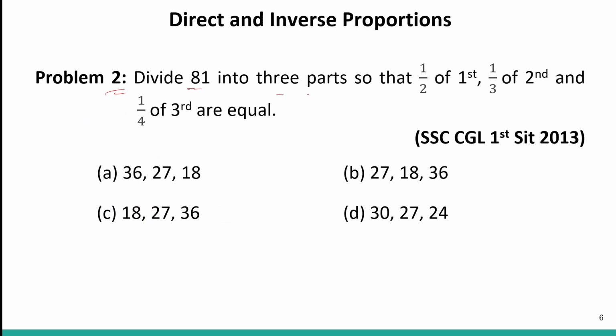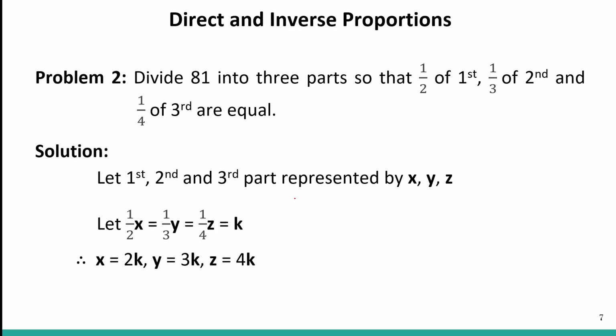Divide 81 into 3 parts such that half of the first, 1 by 3 of the second and 1 by 4 of the third are equal. The options are 3, 36, 27; 18, 27, 18; 36, 30, 27; 4, 24 or 18, 27, 36. Let's see which among these 4 is correct. So first, second and third parts are represented by x, y, z respectively. So 1 by 2 of x is equal to 1 by 3 of y is equal to 1 by 4 of z is equal to some k. So x is equal to 2k, y is equal to 3k, z is equal to 4k. You can say that, right?